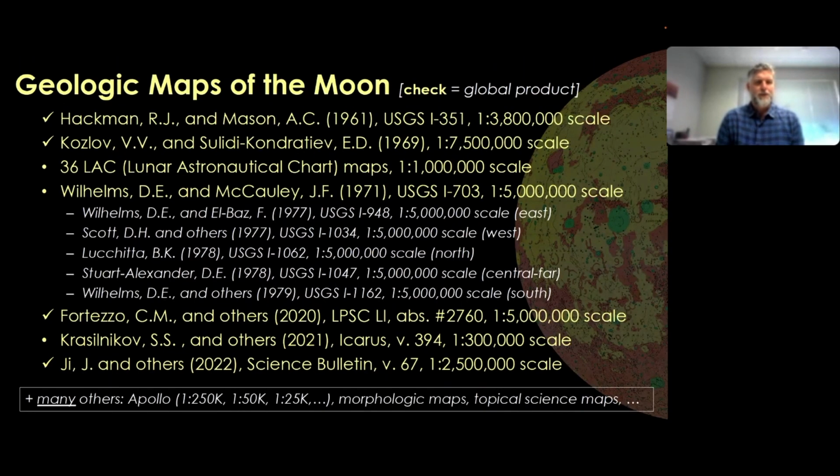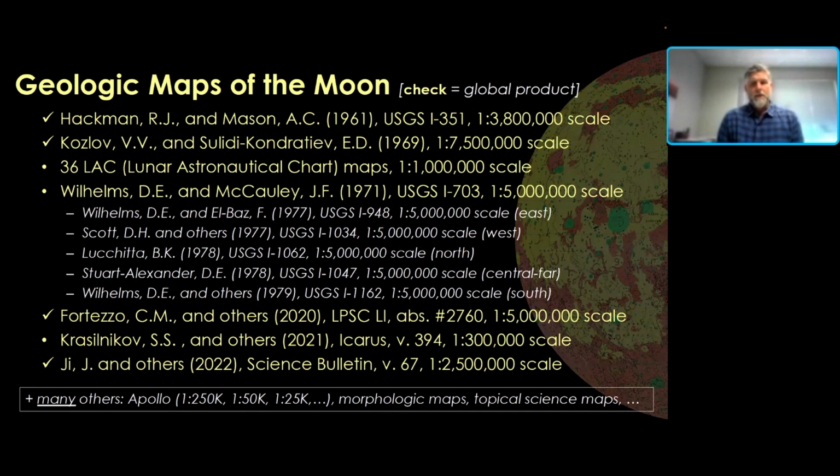So it's important also to note that on this eye chart, geologic mapping of the moon has been done, right? And so we're not talking about some reinvention of geologic maps. They have been done. We certainly need to do more, but from a chronologic standpoint, Hackman and Mason in 1961 produced a geologic map of the entire body. It was a 4-sheet product, at 1 to 3.8 million scale. We have colleagues across the globe that were participating in these efforts. This was followed by 36 LAC, lunar astronomical charts, published at 1 to 1 million scale that were then compiled into a 1 to 5 million scale map of the lunar near side. That's that Wilhelms and Macaulay map.